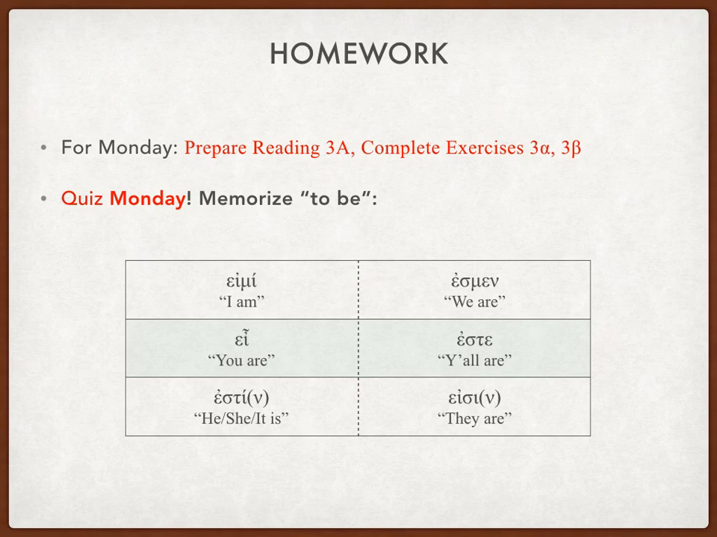Eimi, I am. Ei, like we saw today, you are. Esti, or estin, he, she, or it is. Plurals, esmen, we are. Este, y'all are. And eisi, or eisin, they are. Let me go through those one more time, just in the Greek. Eimi, ei, esti, esmen, este, eisi. If you can repeat those and memorize those spellings cold, you are good to go.